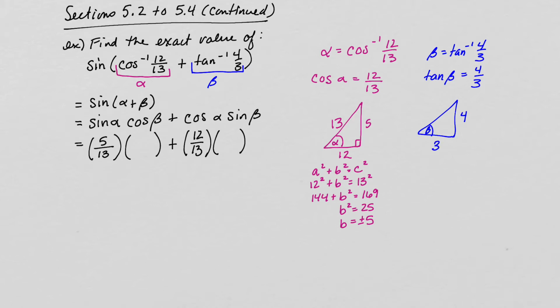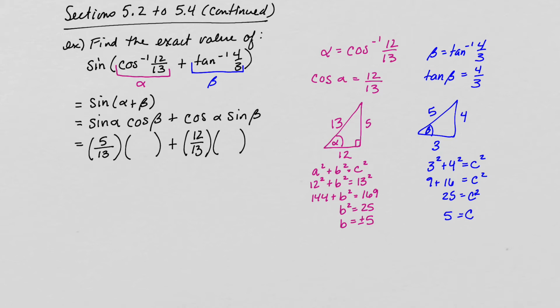And again, I can use Pythagorean Theorem. So 3 squared plus 4 squared is going to be c squared. So 9 plus 16 equals c squared. So 25 equals c squared. So again, c we're going to take to be the positive. It's the hypotenuse, so no matter what it would always be positive.